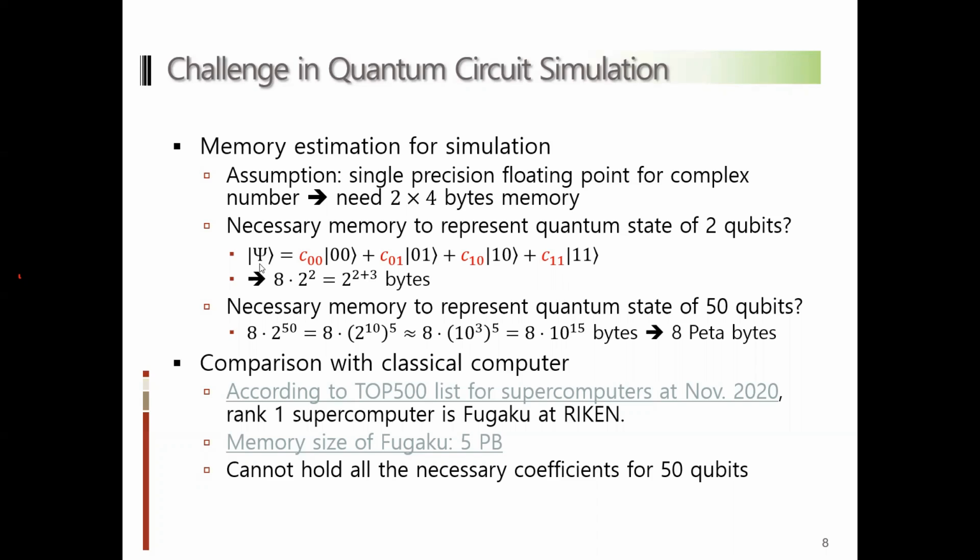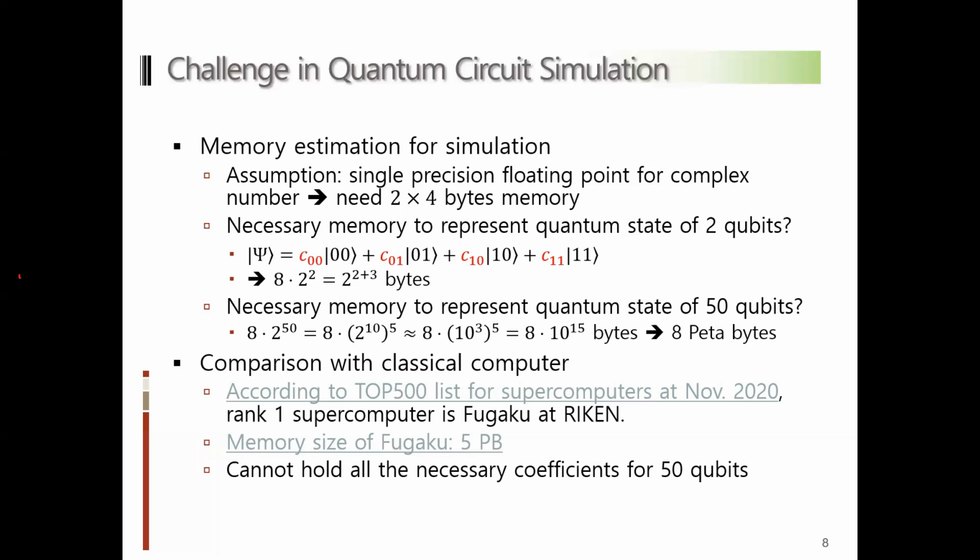Well, we know that any arbitrary quantum state will be represented as the summation of all the possible bases, and the number of bases will increase as a power of 2. So if we have 3 qubits, we will have 8 bases, and if we have 8 qubits, we will have 256 different bases. Whenever we have different bases, we have to keep, during the simulation, the coefficient value in front of each of the basis vectors.